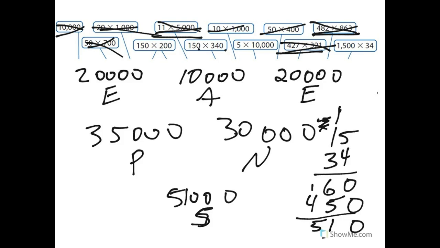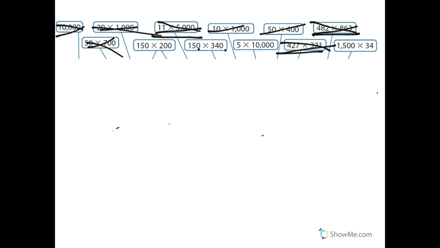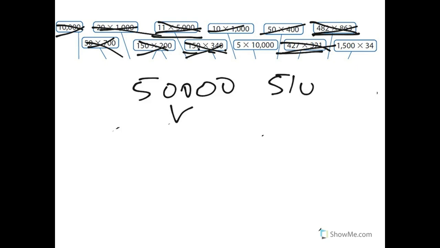Alright, I'm going to erase this, and let me mark these two out. 5 times 1 is 5, plus 1, 2, 3, 4 zeros, and again, 50,000 is V. And then again, another 15 times 34. And I already know that that was 510, 2 zeros. 51,000 is S.